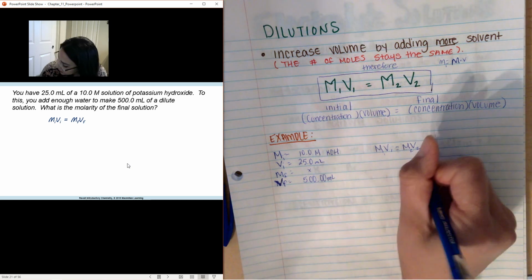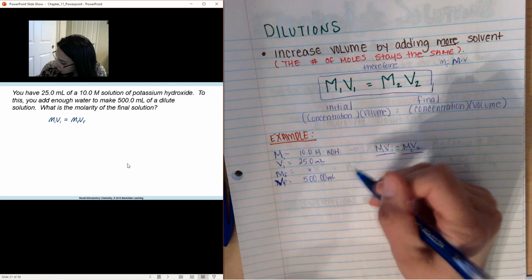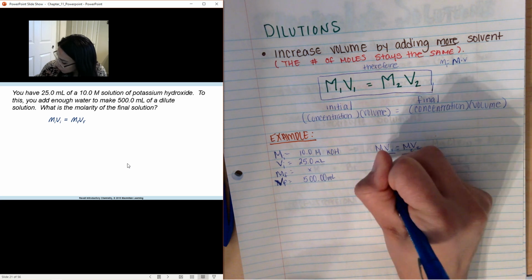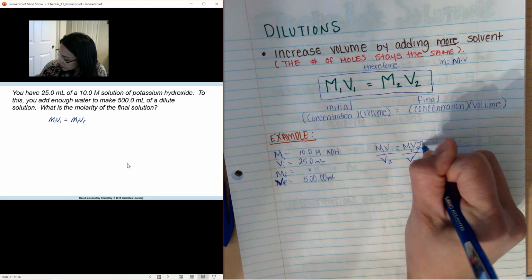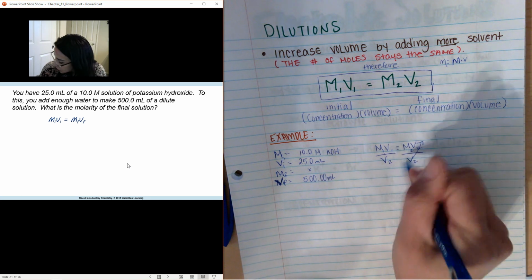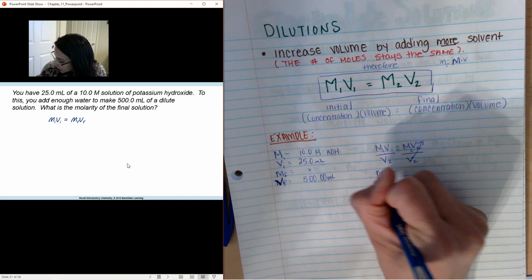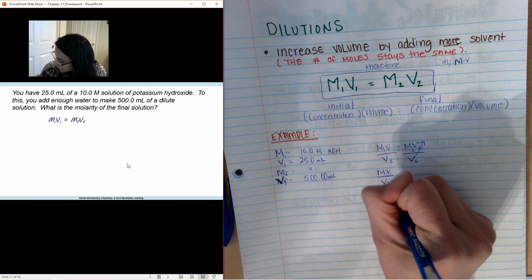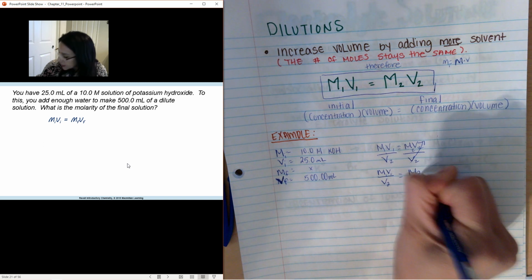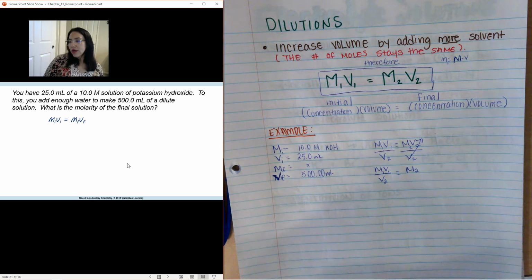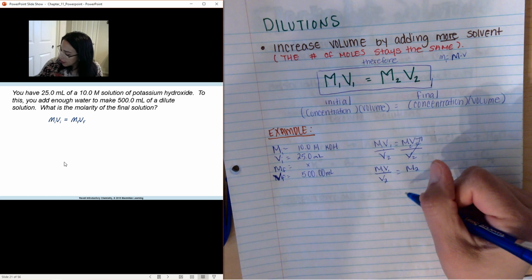So let's go ahead and solve for our molarity final before we put everything else in. So therefore, M2 equals M1V1 over V2, like this. So this is how we're going to solve for our new molarity. So we diluted the solution. What is the new molarity? What did it change into? Okay, we're going to go ahead and plug our numbers in.